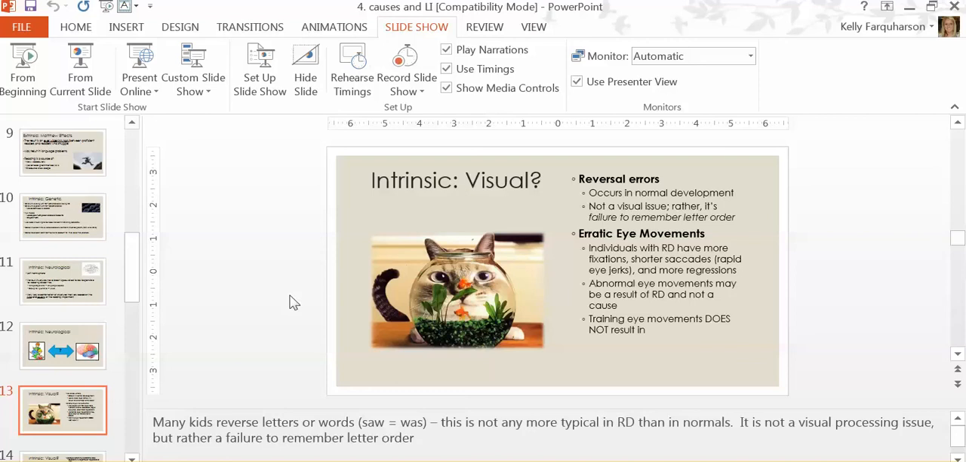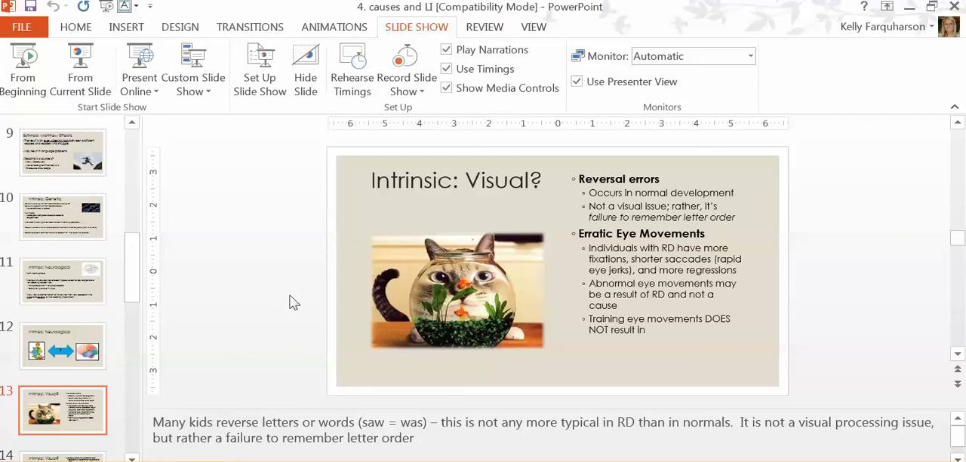So the first is reversal errors. This occurs in normal development. It's not a visual issue. Most research has suggested that it's a failure to remember letter order. Many kids reverse letters. They can do B and D like we've talked about. They can do saw instead of was, or was instead of saw. This was not found in the research to be any more typical in children with reading disorders than in typically developing children. The research did conclude it's not a visual processing issue, but rather a failure to remember the letter order.